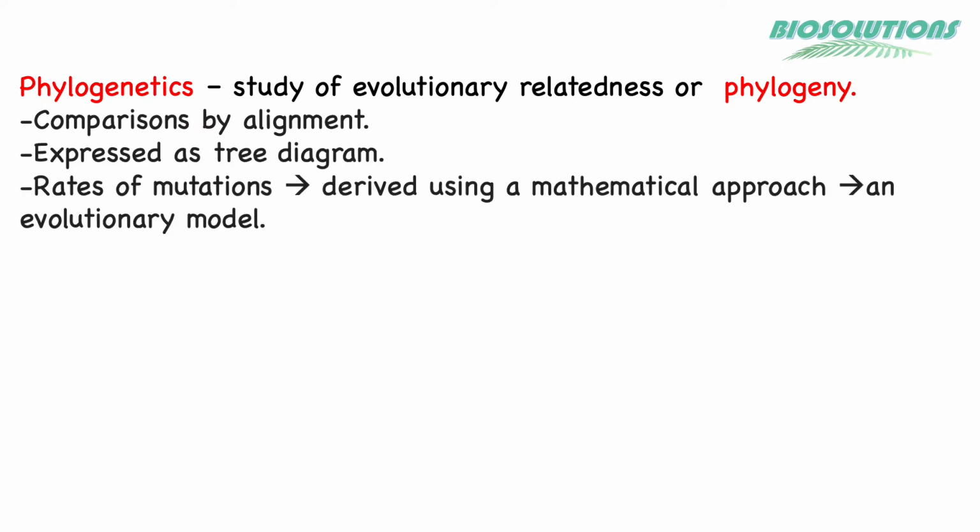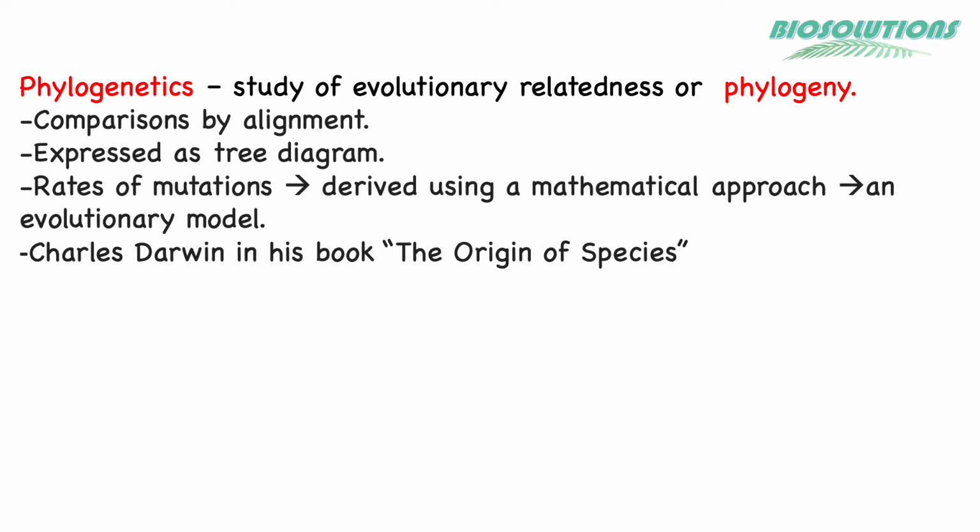A phylogeny can be expressed as a tree-like diagram. Nucleotide sequences evolve as mutations in DNA sequence keep accumulating, and rates of these mutations can be used in a mathematical approach to create an evolutionary model. Therefore, it is possible to create a phylogenetic tree by comparing the available nucleotide or protein sequences from various organisms, and these can be arranged based on our understanding of the evolutionary model.